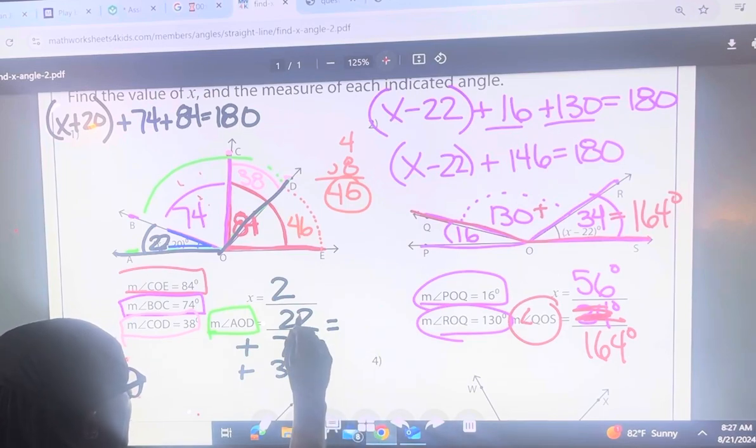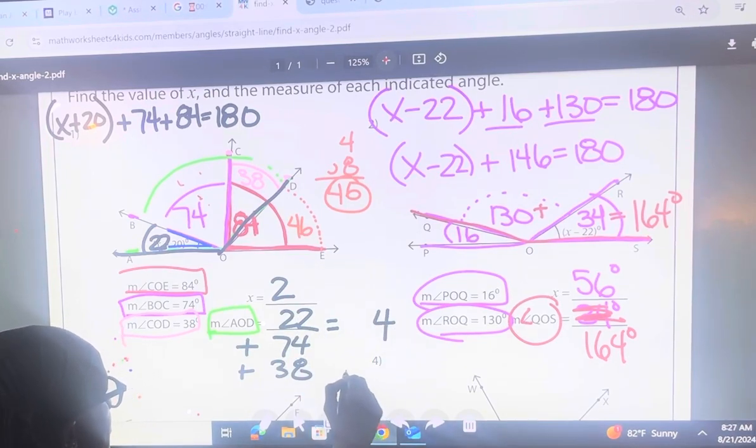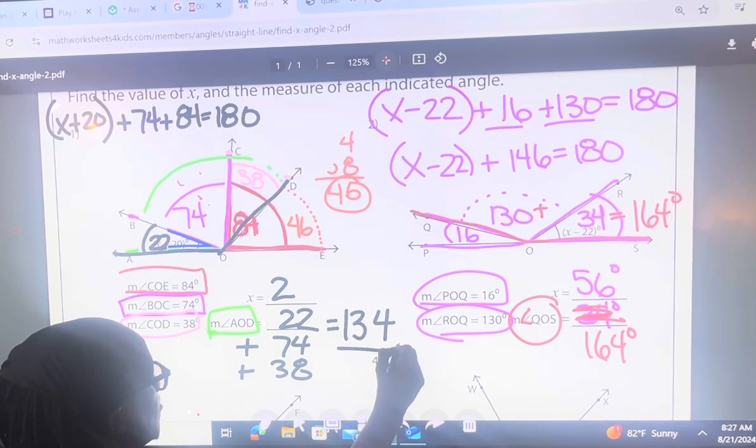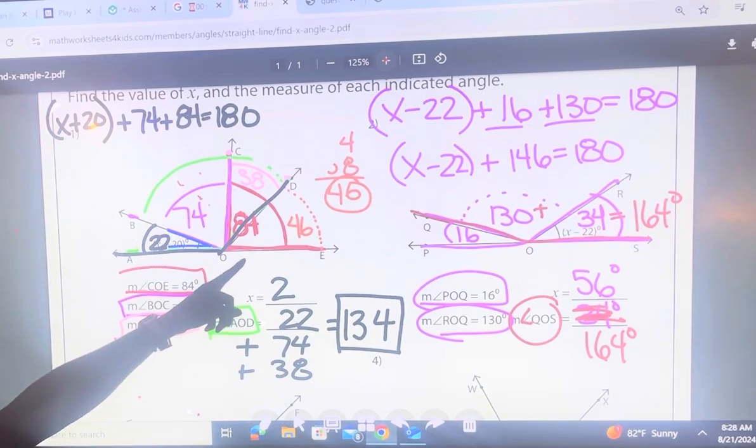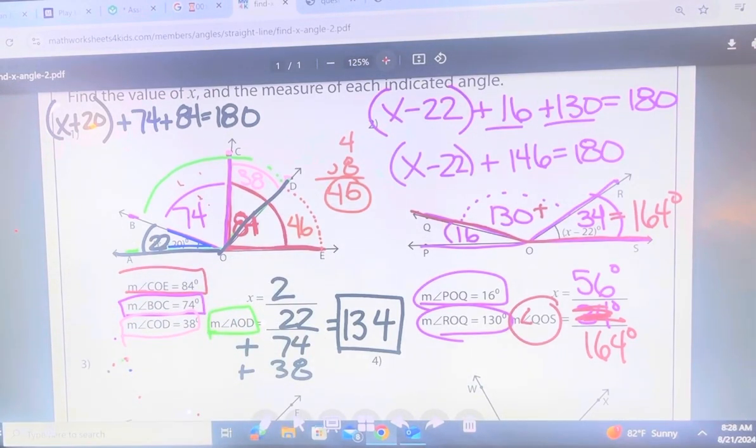It's going to be 4, carry the 1, 3, 10, 134. And then 134 plus 46, that's how you get to 180. My God. Thank you again.